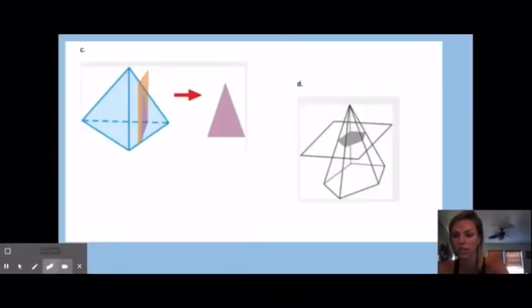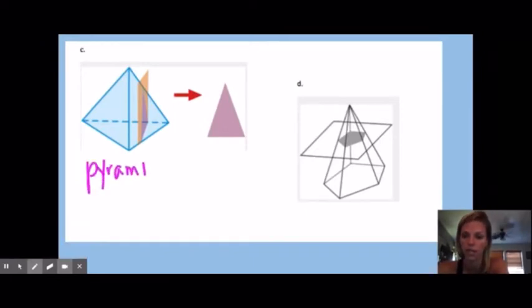Well, look here. In C, this has a polygon base and it goes to a point, so this is a pyramid. Now this time, they cut the cross section perpendicular to the base. It's definitely still a triangle. Can you see that here? But it's not going to be congruent to the bottom triangle, the base. Here, this is a 1, 2, 3, 4, 5. So that's a pentagonal pyramid because it goes to a point.